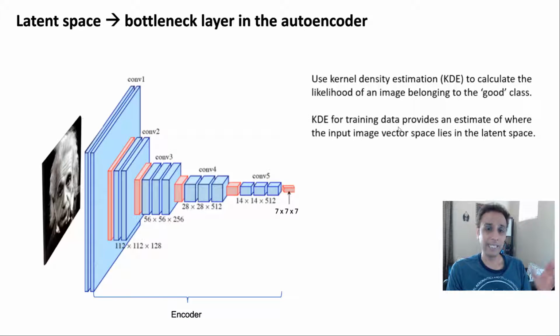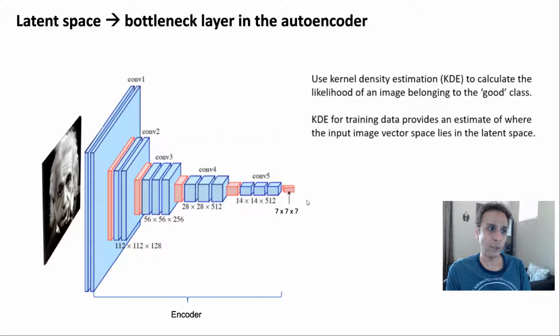Well, KDE for training data provides an estimate. KDE basically gives an estimate of your probability distribution, and if a data point is close to that distribution or not. So density estimation, again, please look into what kernel density estimation is and how it works. This is not a tutorial about it, but we are going to use that as a metric. So for the training data, it provides an estimate of where the input vector space lies, right? So we feed this with, let's say, 1,000 different normal, neutral, or good images.